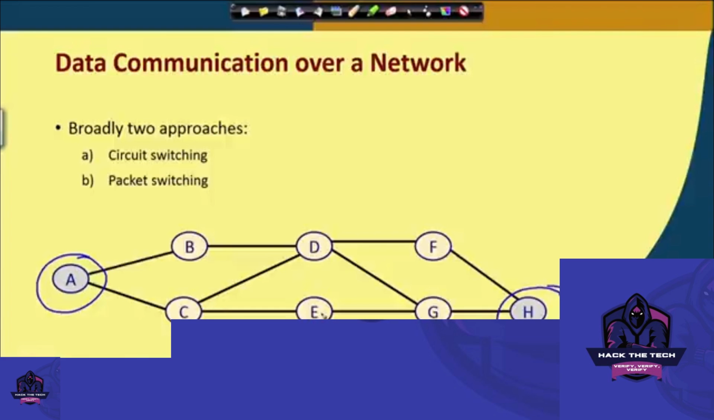Broadly speaking, communication may happen using two techniques. One is called circuit switching, which was the more traditional, old method, and nowadays we have something called packet switching. Let us look into this.